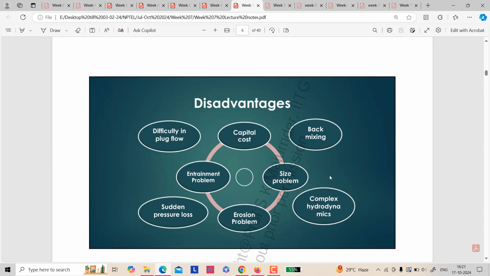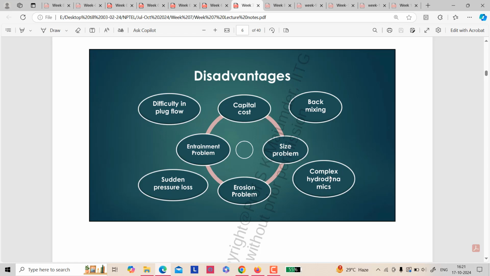Next are the disadvantages. What are the disadvantages of the fluidized bed? Difficulty in plug flow, entrainment problem, capital cost is high, size problem is there, erosion problem, because there are different shapes and sizes of particles inside there. So there is a lack in uniformity of the particle size. Then back mixing is there, complex hydrodynamics is there.